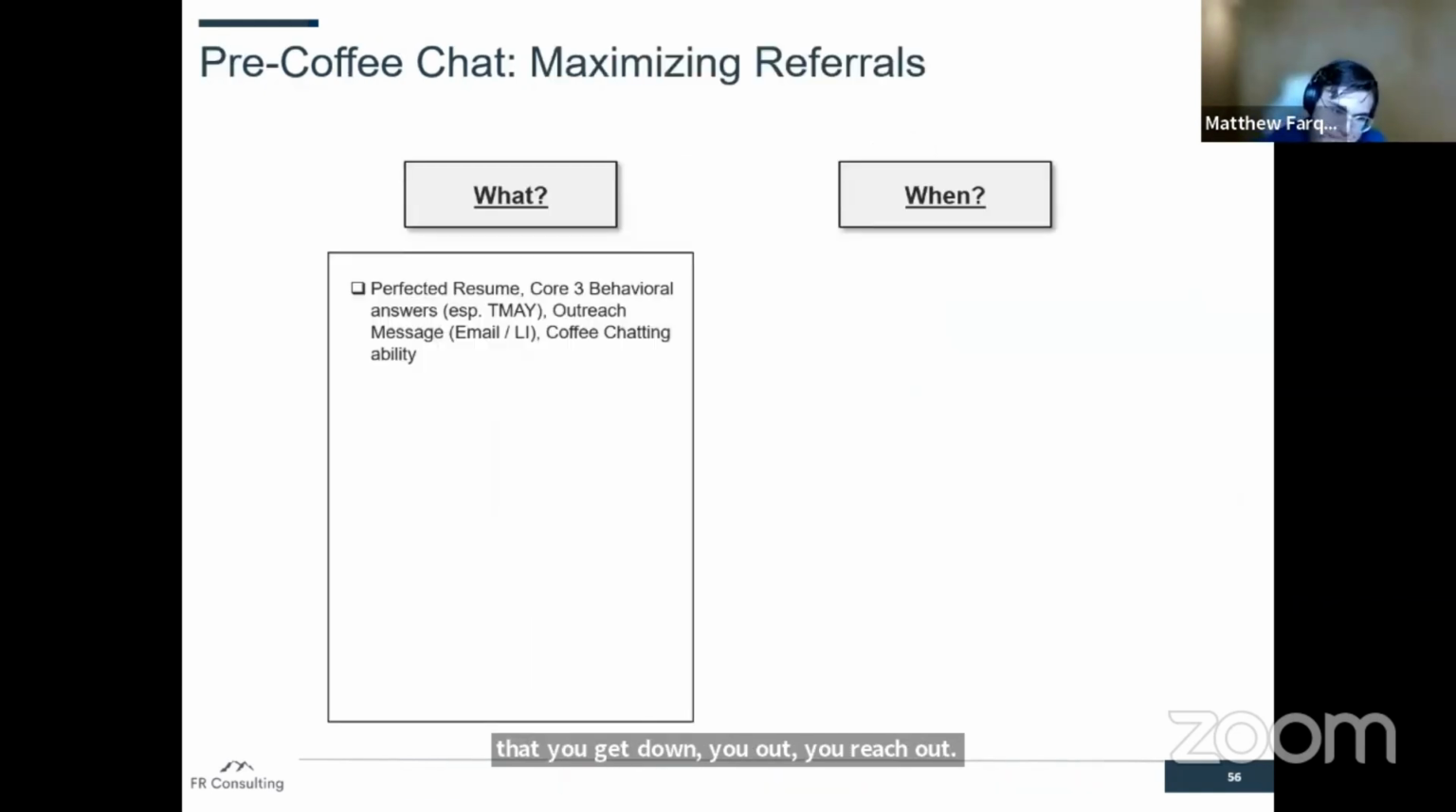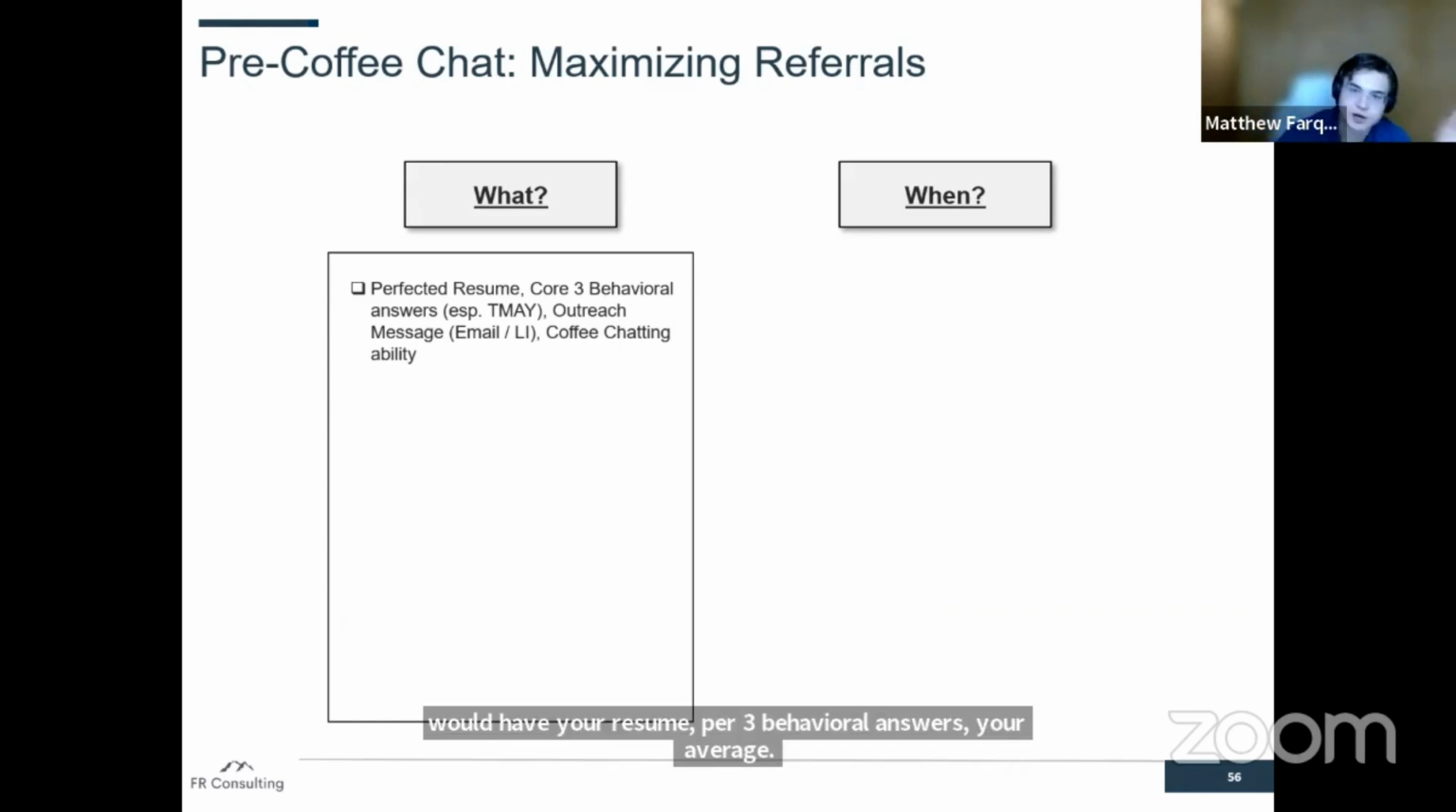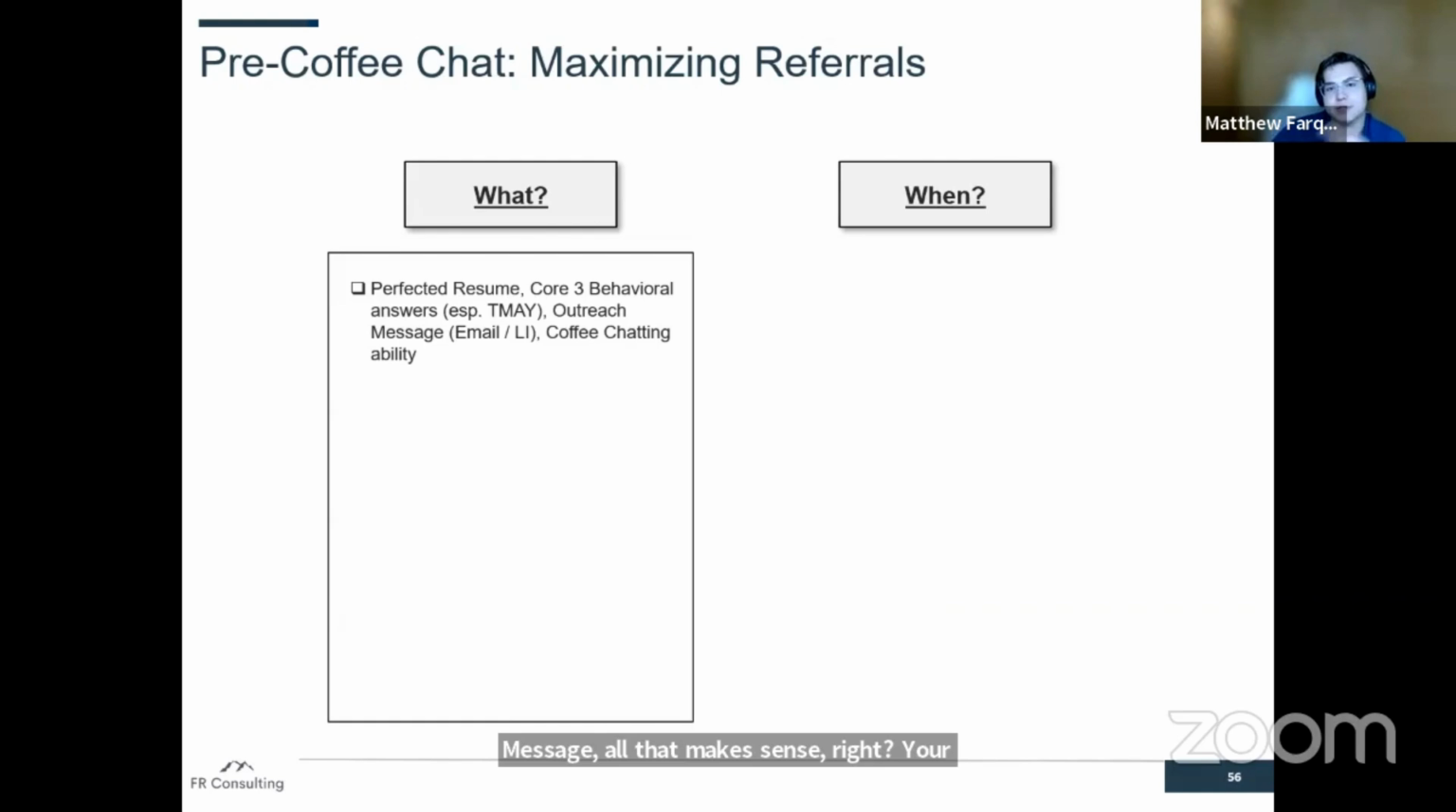Now, in terms of what to do pre-coffee chat and what to have down, I would have your resume, your personal behavioral answers, your outreach message, all that makes sense, right? Your resume, self-explanatory. Core 3, just because your teammate will always be asked, and the other 2, if you are being evaluated, will arise in the call.